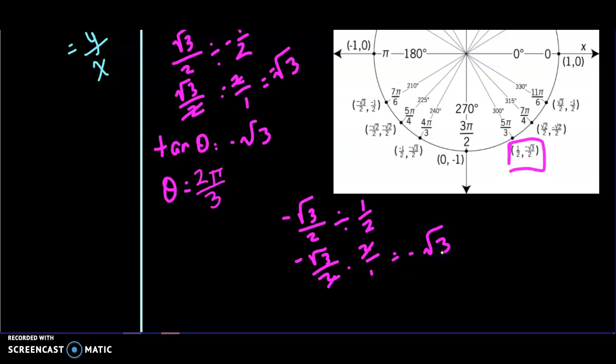Okay, so what's the next case? Theta could also be 5 pi over 3. So it could either be 2 pi over 3 or 5 pi over 3.